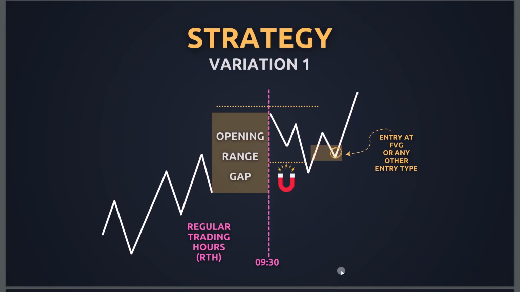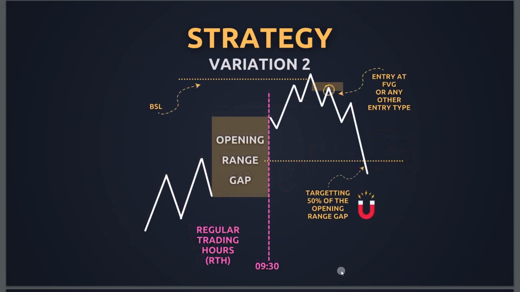And this is the variation 1, but everything is going to be more clear when I go over the example. The second variation is going to be a little bit different. Still, we have the opening range gap here. The bias was going up. Price started here, did not fill the opening range gap, which we know is going to be filled sooner or later.